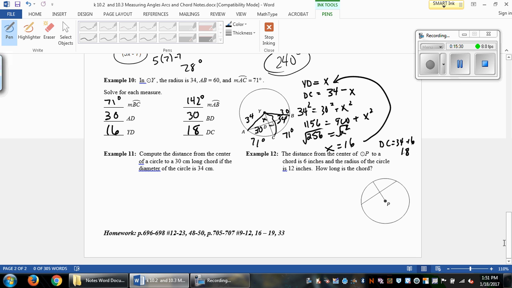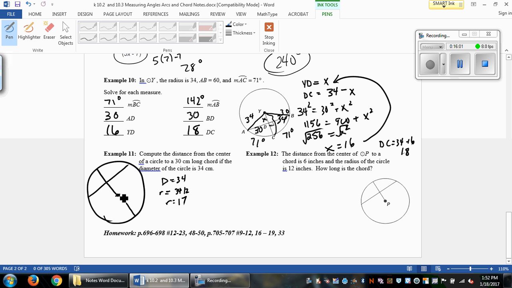Okay, two more left here. Number 11, we got to draw a diagram. We have to find the distance from the center to a 30 centimeter long chord if the diameter is 34. So we've got our circle. We'll say that that is our chord, and that whole thing is our diameter. Okay, so if the diameter, call it d, is 34, radius is half the diameter, divided by 2, that gives us a radius of 17.